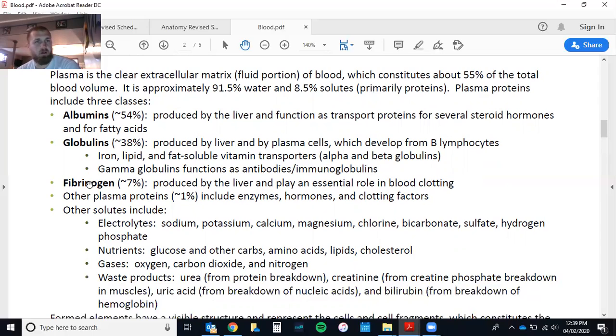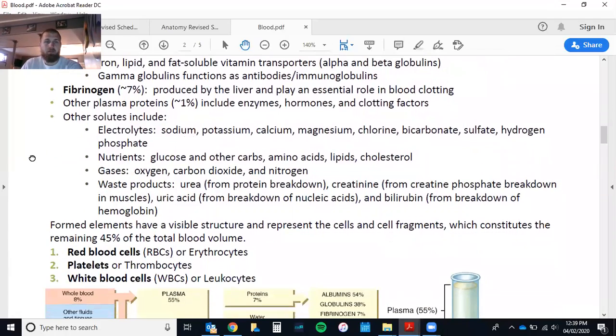Gamma globulins are the ones that are best known as antibodies. And the fancy term for an antibody is an immunoglobulin, which, if you break down that word, globulin is at the end. Now you know why. And immuno for what it does, immune function. Okay. And then fibrinogen, about 7% of the plasma proteins produced by our liver as well, but play an essential role in blood clotting.